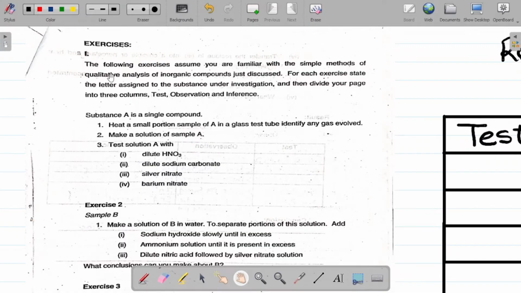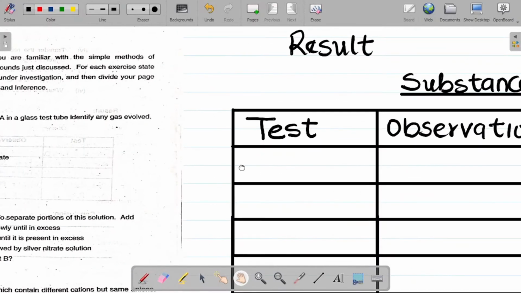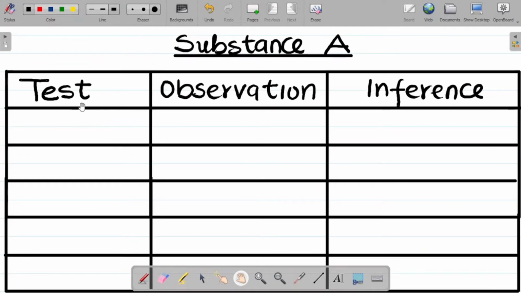Exercises. Let's start with exercise 1. Exercise 1 says the following exercises assume you are familiar with the simple methods of qualitative analysis of inorganic compounds just discussed. For each exercise, state the letter assigned to the substance under investigation and then divide your page into 3 columns: test, observation, and inference. You can see I've divided mine into three columns: the test, the observation, and the inference.